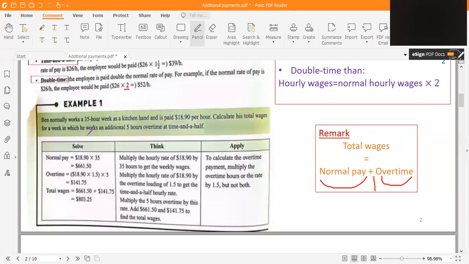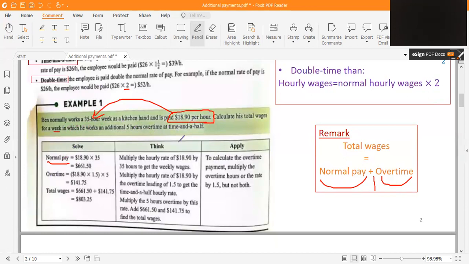Ben normally works a 35-hour week as a kitchen hand and is paid $18.90 per hour. Calculate his total wages for a week. So we have the hourly payment, which we multiply by the weekly number of working hours, so 35, to obtain the weekly payment, which we call the normal pay. Normal pay is equal to the weekly payment without overtime.